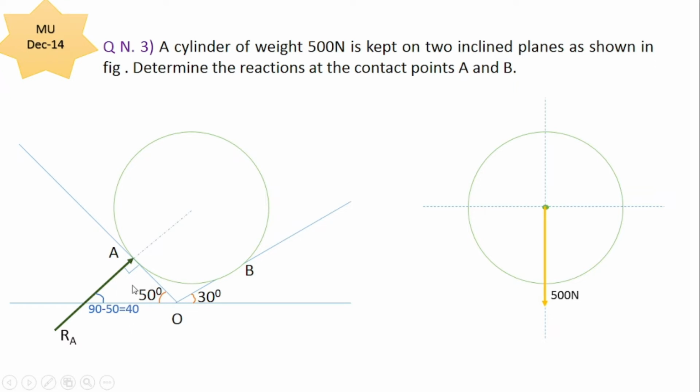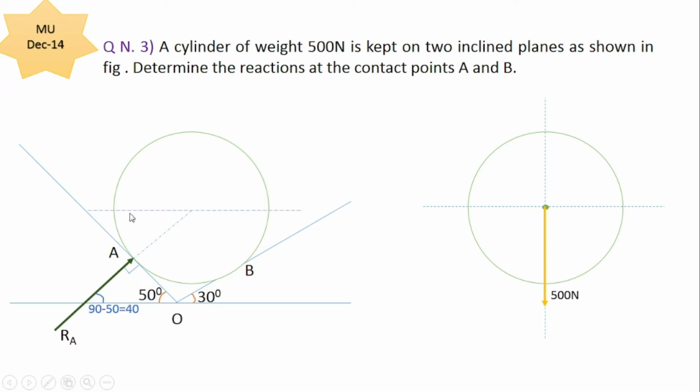The second rule is your reaction should pass through the center of the sphere. And the third rule is the direction of the reaction should be towards the center. I will repeat one more time: the reaction should be perpendicular to the surface in contact, should pass through the center of the circle, and its direction should be towards the center. So we have followed all the rules. Now we'll see what is the angle made by this reaction with the horizontal.